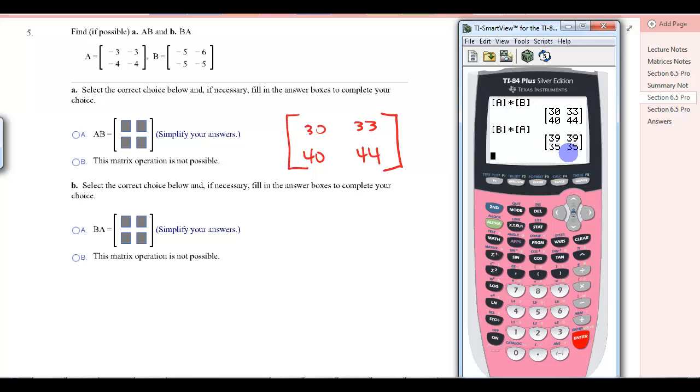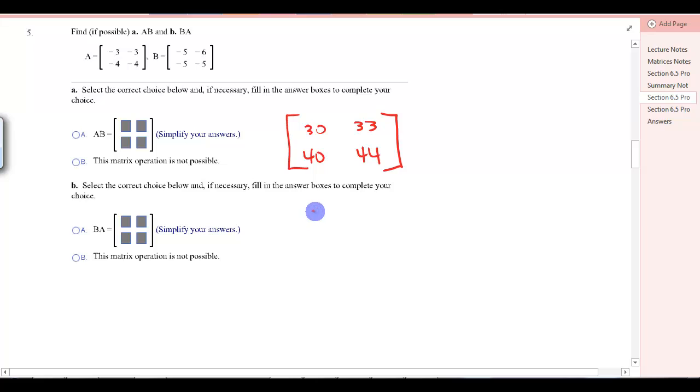And you note you don't get the same thing. In our real number system, multiplication is what they call commutative. It means A times B is the same as B times A. In other words, 2 times 3, you get 6. 3 times 2, you still get 6. But with matrices, that is not necessarily the case. So we can't assume we would get the same number. We see that here. So we have a 39, 39, 35, 35.